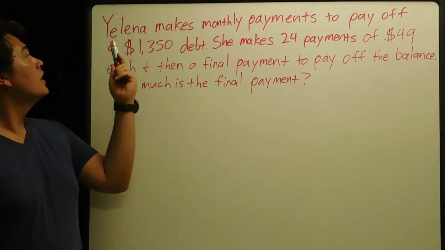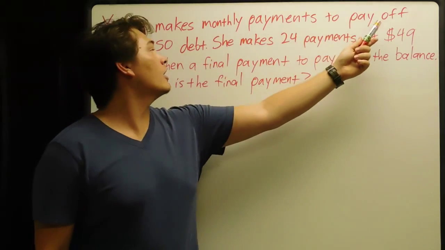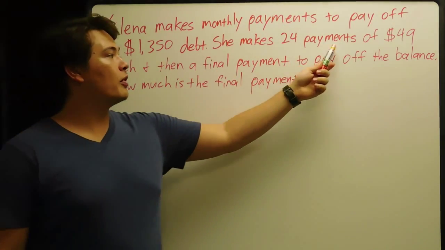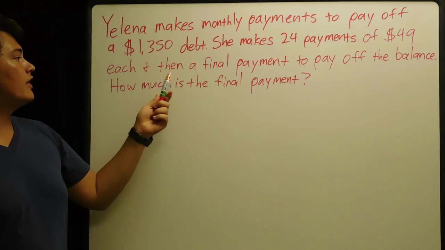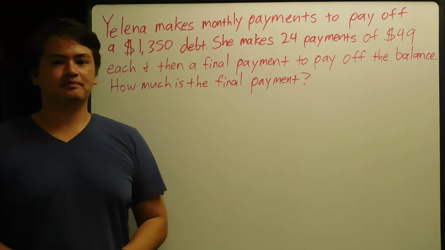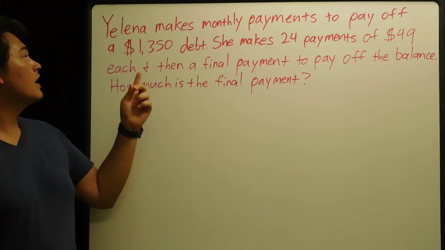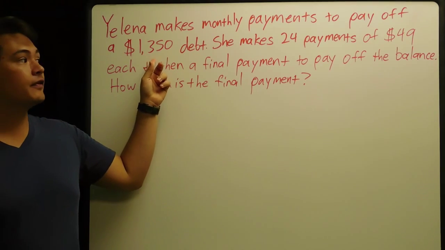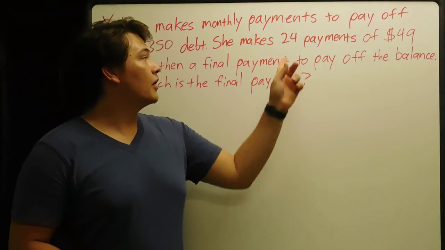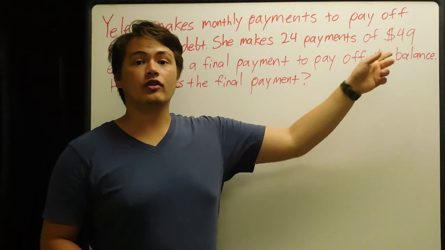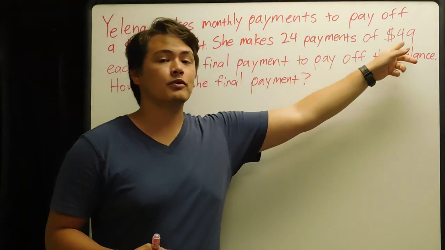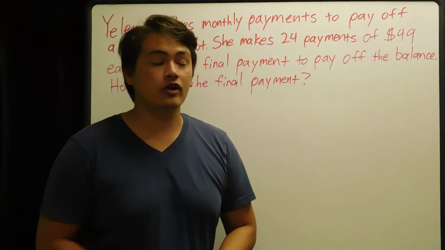This question is asking, Yelena makes a monthly payment to pay off a $1,350 debt. She makes 24 payments of $49 each and then a final payment to pay off the balance. How much is the final payment? So before we start this problem, let's understand that she owes $1,350 and has paid 24 payments of $49. We don't know the exact amount that she's already paid, so I'm going to multiply 24 times 49 and see how much she has paid already.